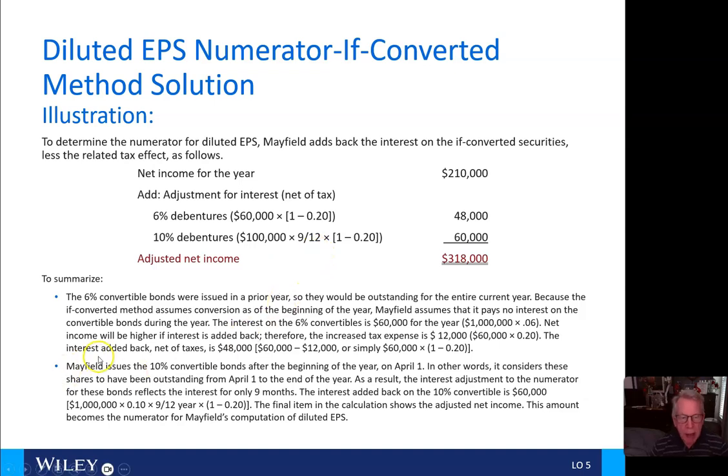The interest added back on the 10% convertible is $60,000. And that's the $1 million times 10% times 9/12 of the year times the 80% after-tax factor. So the final item in the calculation shows the adjusted net income. This amount becomes the numerator for Mayfield's computation of diluted earnings per share.